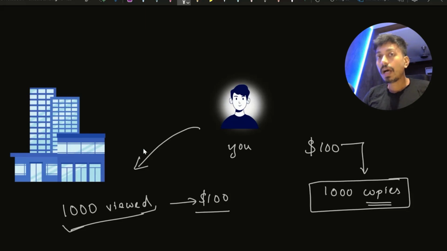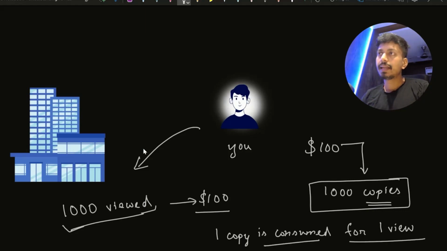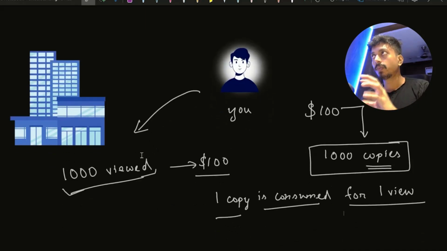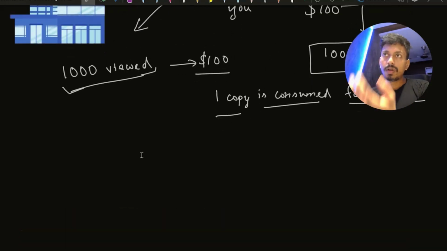And how these copies are delivered, you need to understand. One copy is consumed for one view. Understand this. Now let's take an example. You paid them $100 and they are going to create 1,000 copies of that ad and place them across the city.